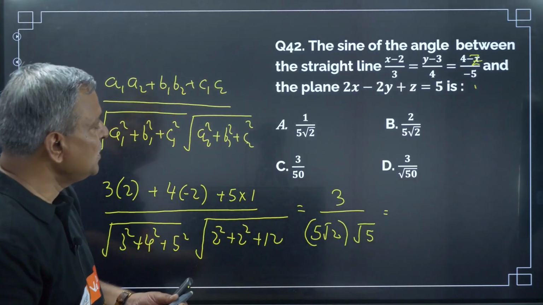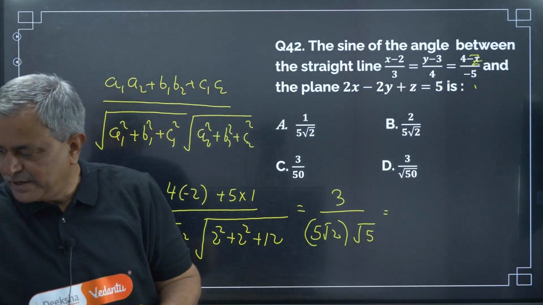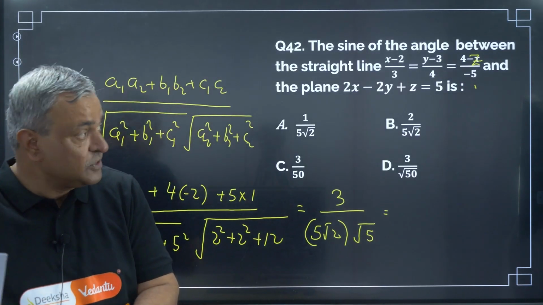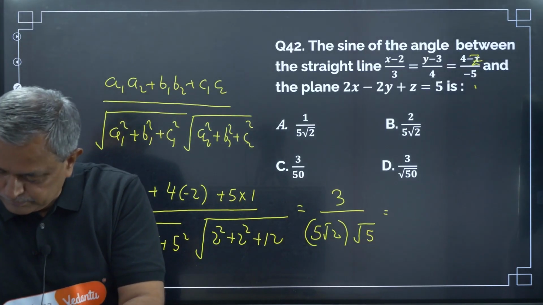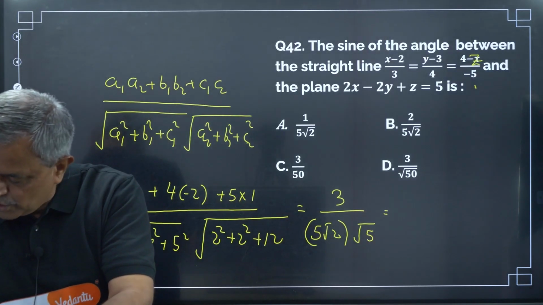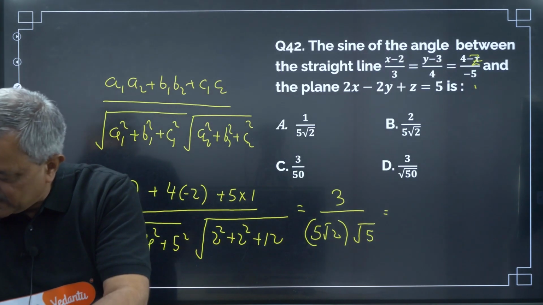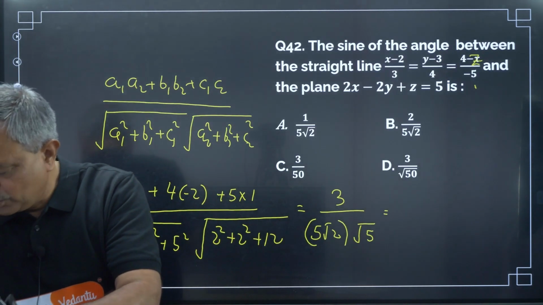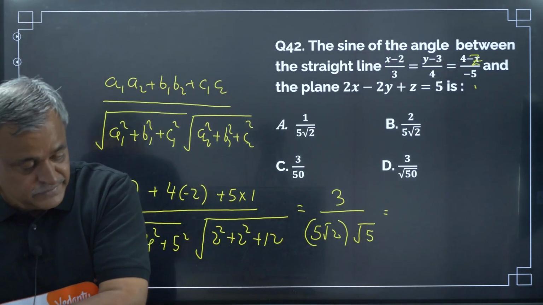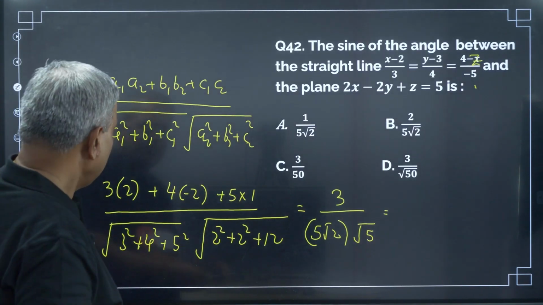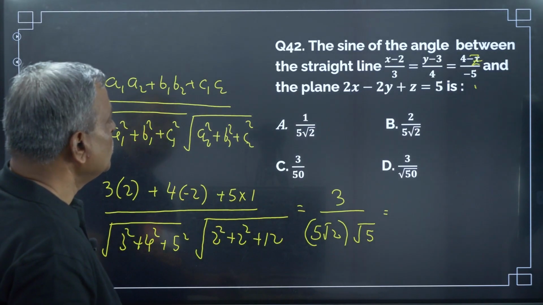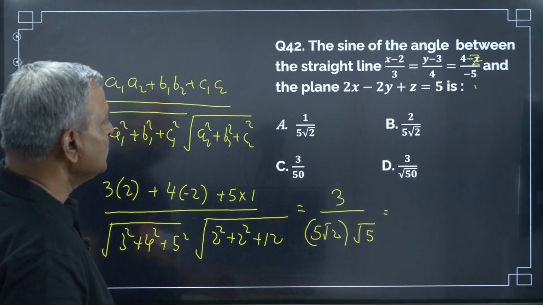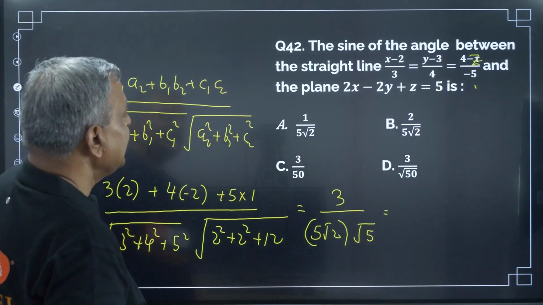Somewhere I have to check the question. 2x minus 2y plus 5 is given. Let me check in the question paper. This is question number 42. 2x minus y is given to you. 42 option A. Anywhere we made a mistake? 3 by 2 square plus 2 square. This is given. Sine of the angle.